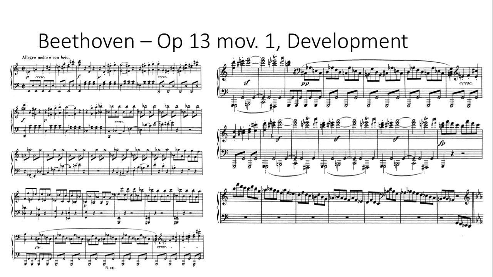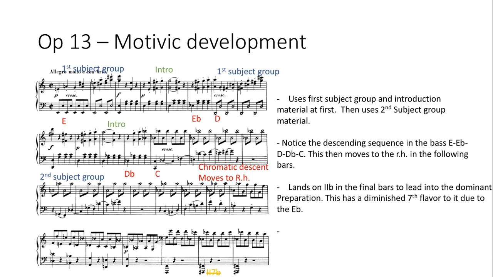Okay, so there's the development section, and we can divide that into two principal bits. The first part is motivic development, and here Beethoven alternates first subject group material, that ascending theme, which has a 5-7-1 feel in the right hand because of that tritone constantly resolving outwards, and then the tritone resolving inwards throughout those two bars. And then that's interspersed with material from the intro.